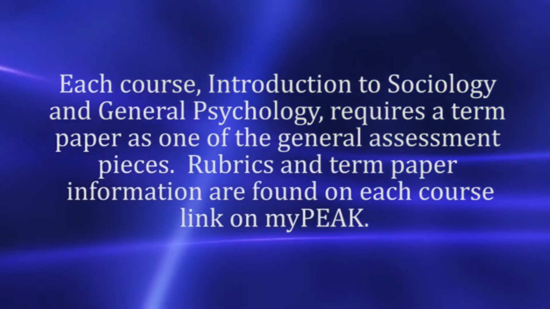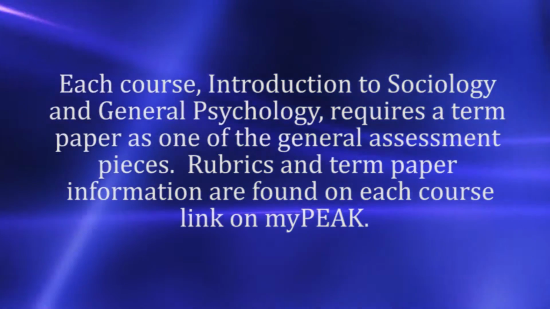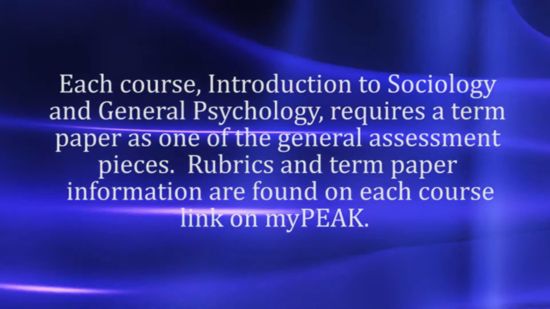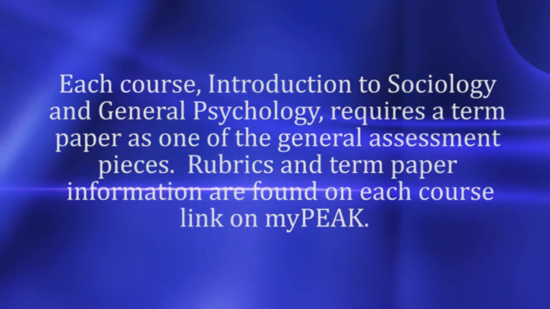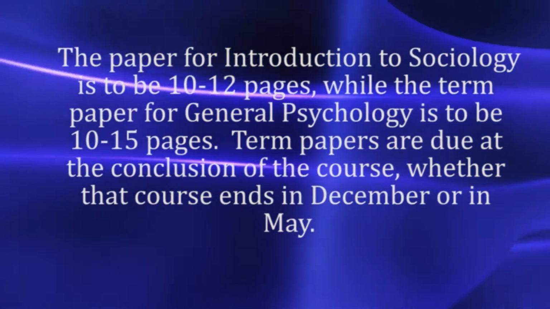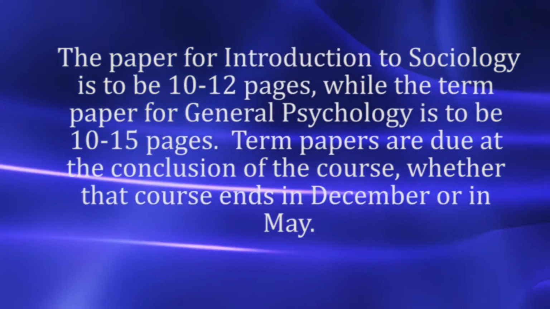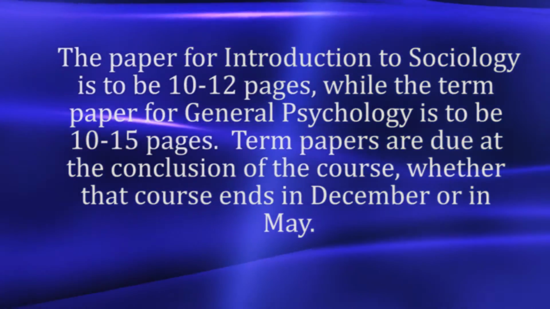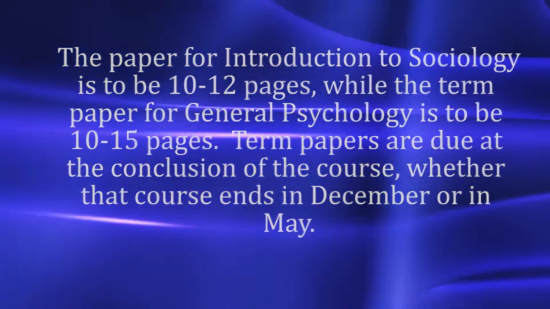Each course, Introduction to Sociology and General Psychology, requires a term paper as one of the general assessment pieces. Rubrics and term paper information are found on each course link on myPEAK. The paper for Introduction to Sociology is to be 10 to 12 pages long, while the term paper for General Psychology is to be 10 to 15 pages. Term papers are due at the conclusion of the course, whether that course ends in December or in May.